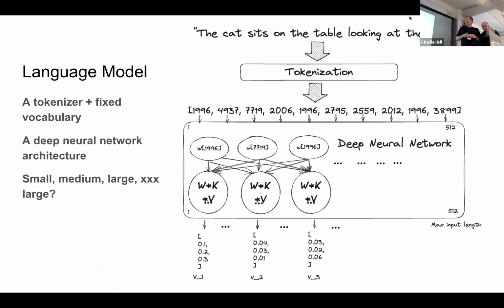Basically, a language model is a tokenizer with a fixed vocabulary, and a deep neural network architecture, and there are different sizes. Lucian talked about tokenization before. You have some text, you tokenize that text and map it into the vocabulary. Then you run it through a deep neural network, with lots of weights and lots of matrix multiplications, and then you get a lot of vectors out. We'll touch more on that.